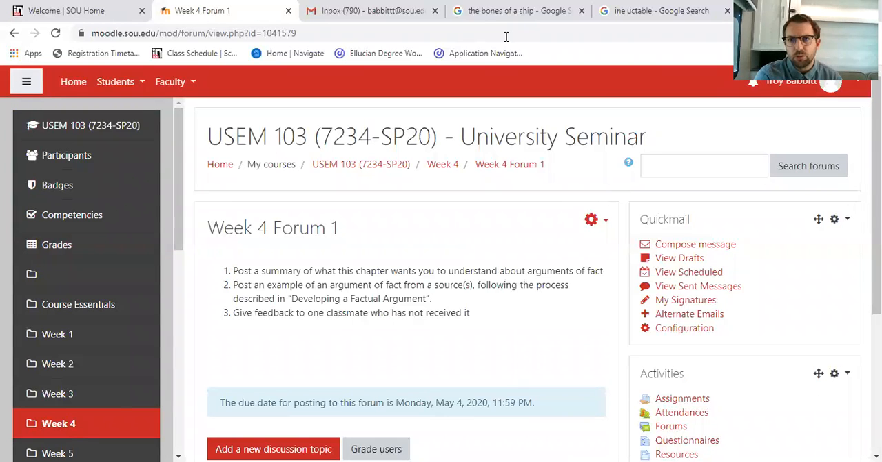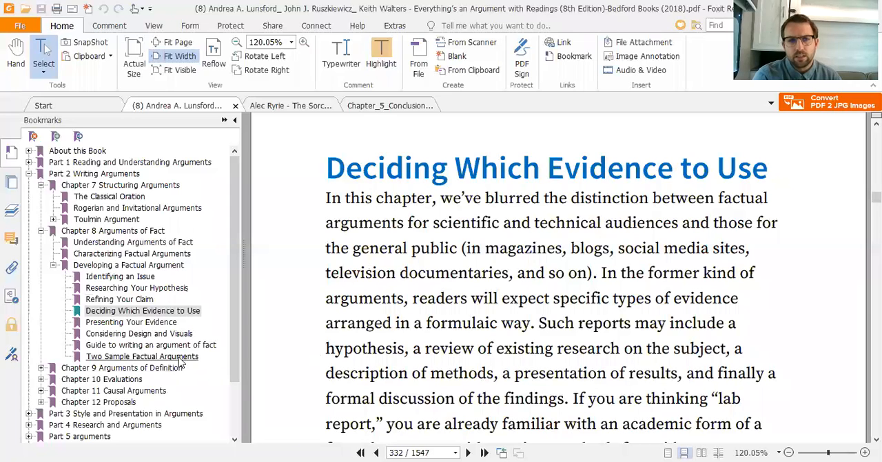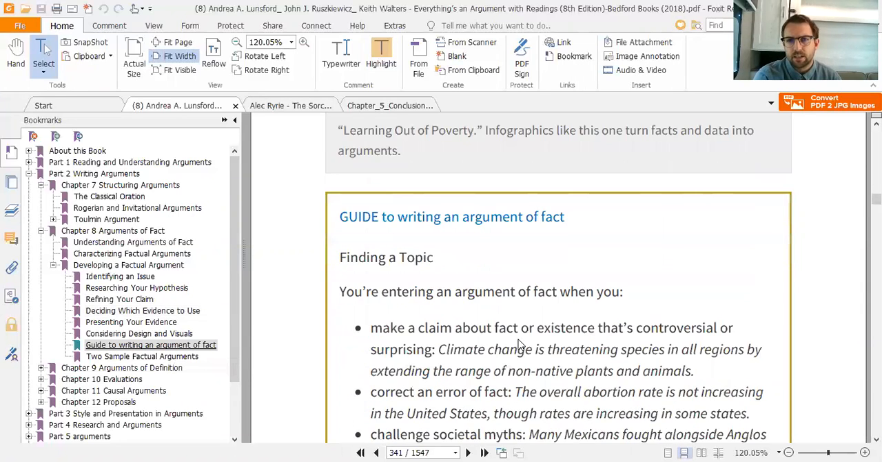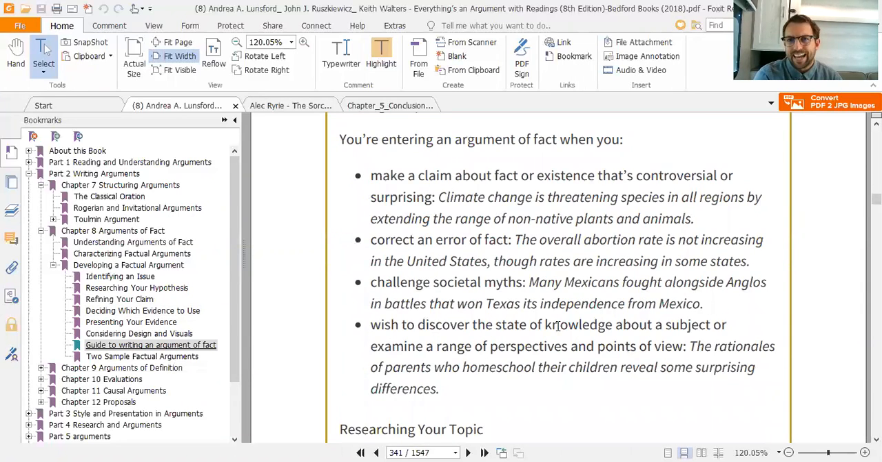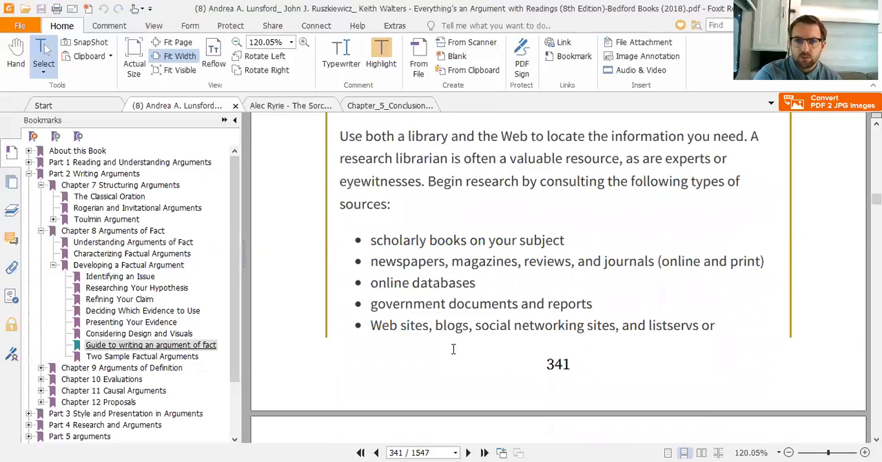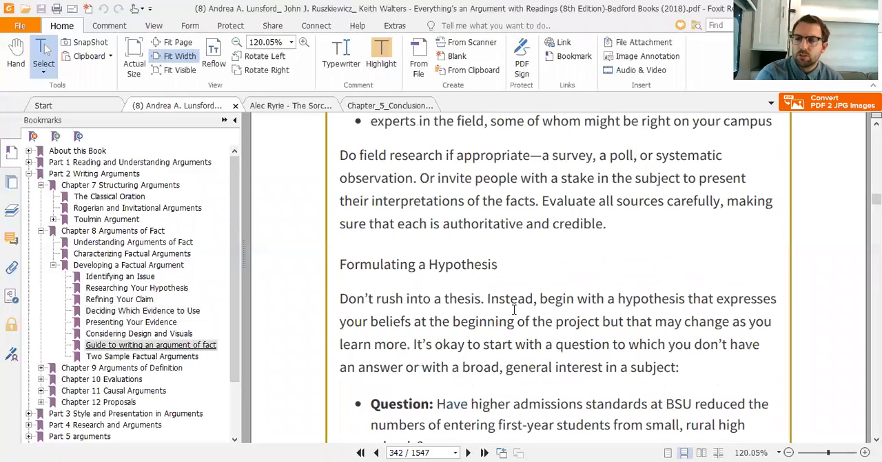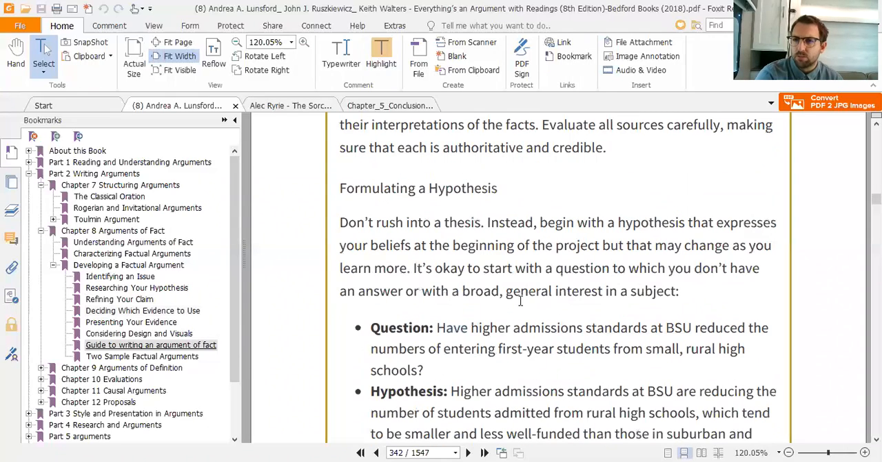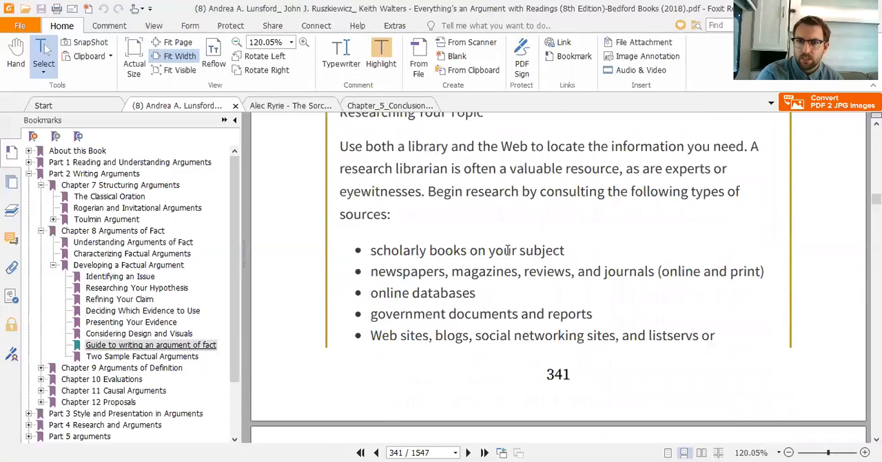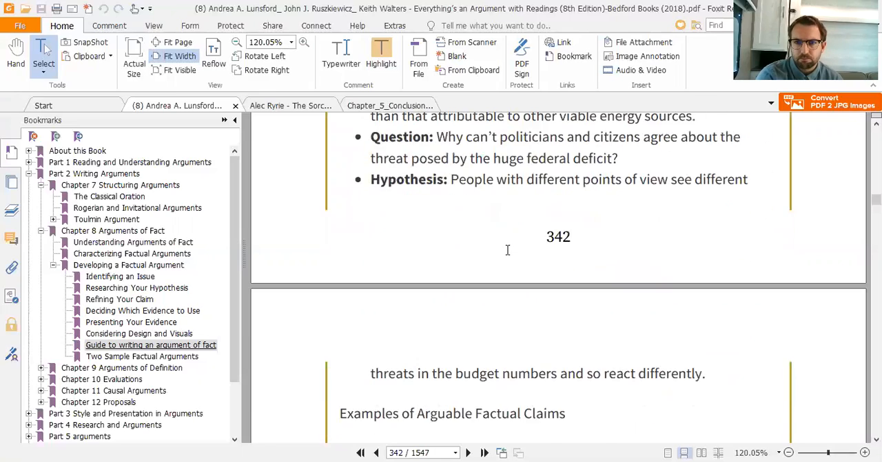The portion that you'll be using from the chapter, if we go back to the chapter, is down where it says Guide to Writing an Argument of Fact. You should really focus on entering the argument of fact. That's going to help you identify them in your sources. An argument of fact can take these four forms, and then it moves into the rest. It talks about researching and then formulating a hypothesis. You don't need to get too deep into the researching, but what you need to focus on is how the source formulates a hypothesis when it does one of the four things above. So what hypothesis is formulated?